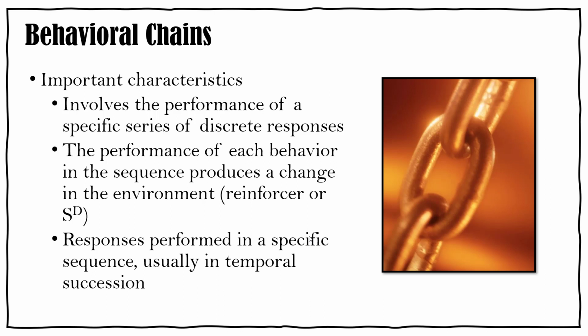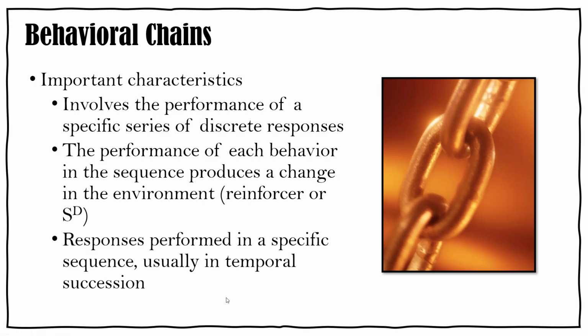But let me go back to behavioral chain. Important characteristics of a chain is it involves the performance of a specific series of discrete responses. So you can take this complex behavior and break it down into a sequence of discrete responses that the person needs to emit. The performance of each behavior in the sequence produces a change in the environment, so a reinforcer for that behavior and an SD for the next behavior. And then the responses are typically performed in a specific sequence, and usually in temporal succession.